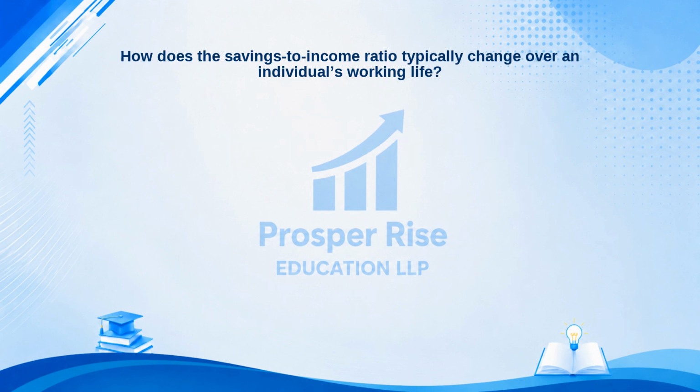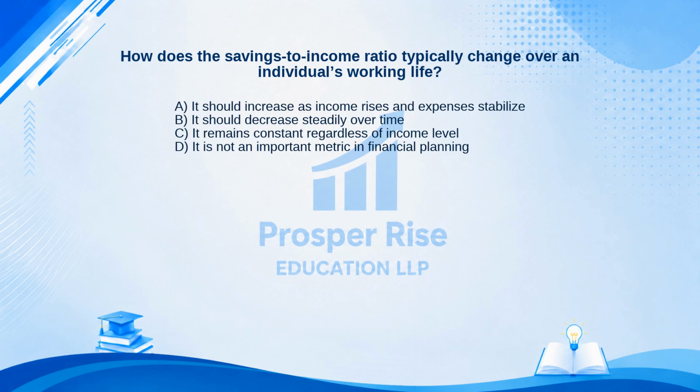How does the savings-to-income ratio typically change over an individual's working life? Here are your options. A. It should increase as income rises and expenses stabilize. B. It should decrease steadily over time. C. It remains constant regardless of income level. Or D. It is not an important metric in financial planning.